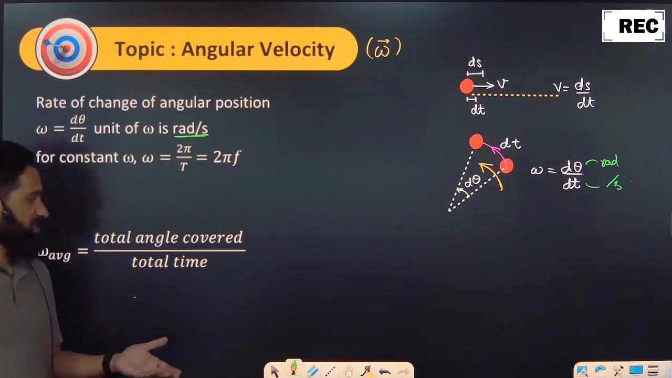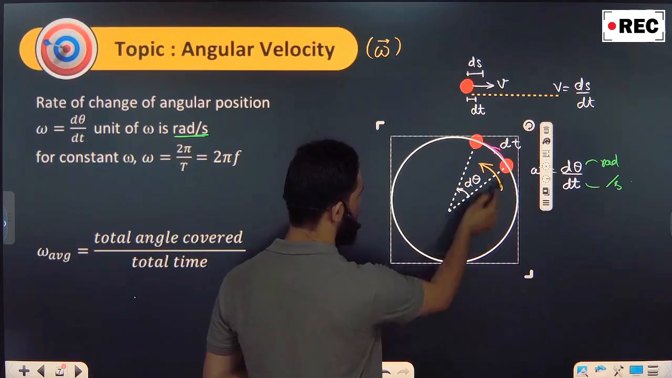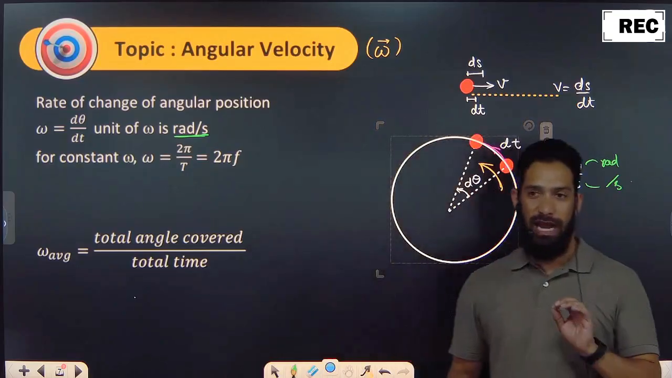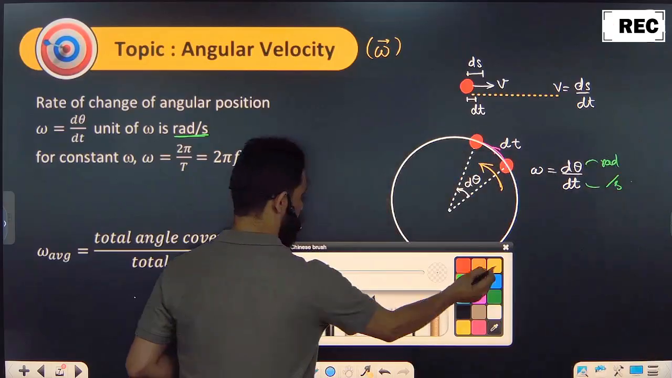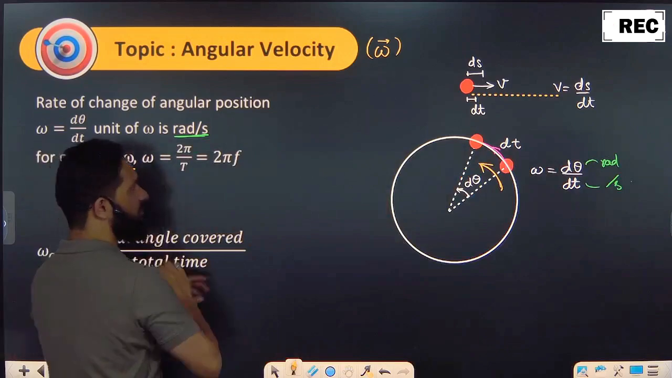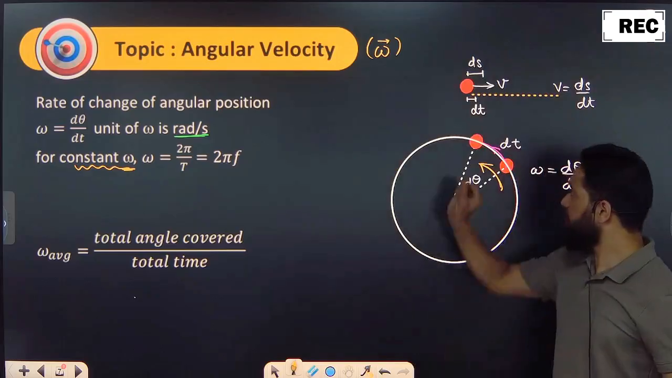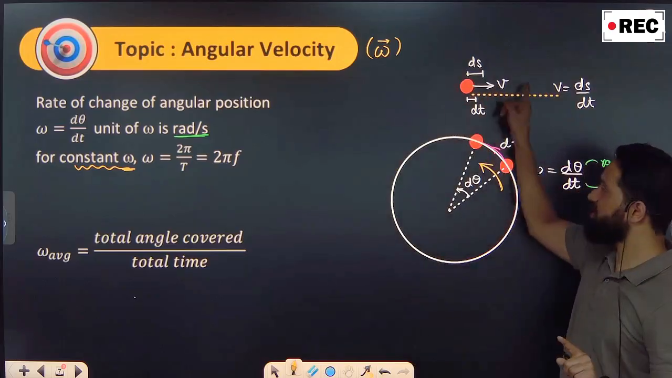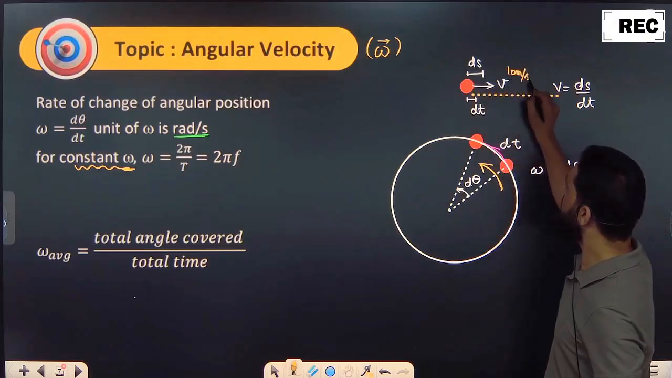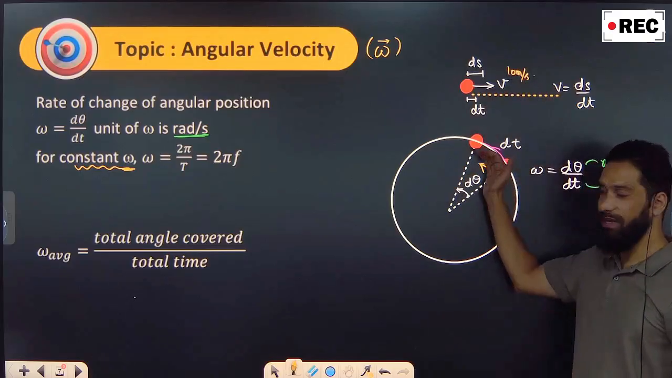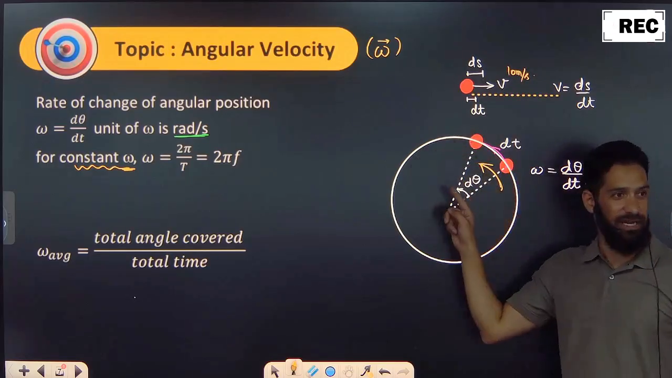If there is a body which is moving with a constant angular velocity, say for example some body moving on a circle and the angular velocity is constant, what does this mean? Imagine I am comparing a body which is always moving with 10 meter per second. It means every 1 second, how much distance is it moving? 10 meters. That was called constant speed. Here also I am saying there is some body moving with 10 radian per second. What does that mean? In every second, how much is the angle subtended? 10 radian.